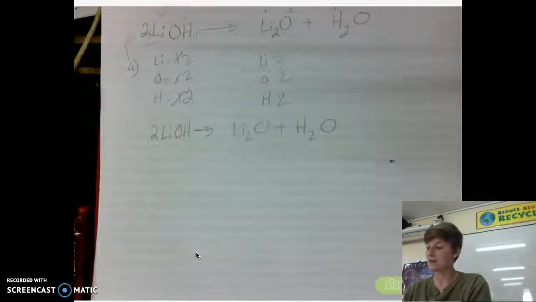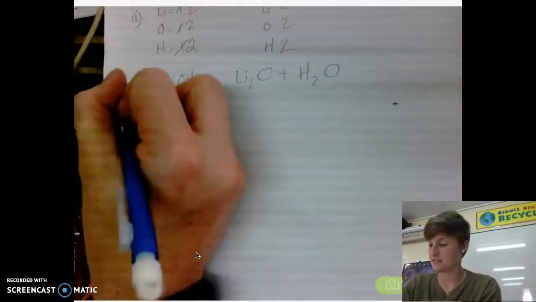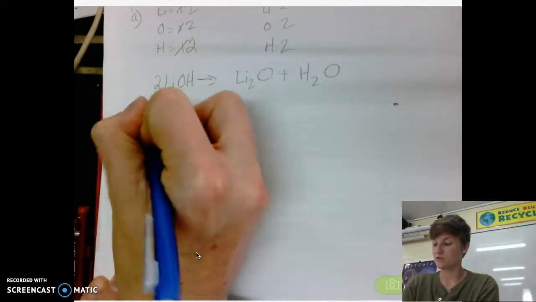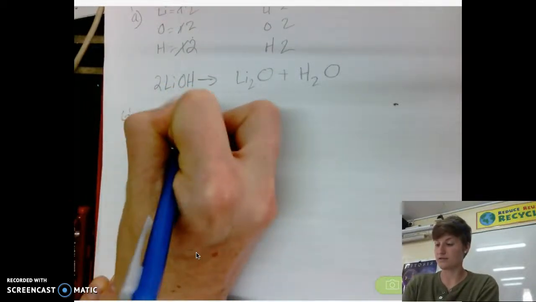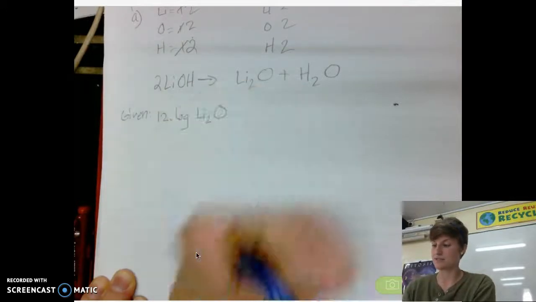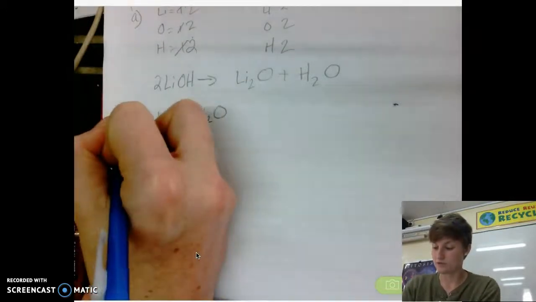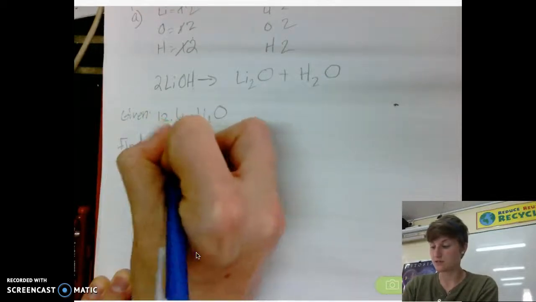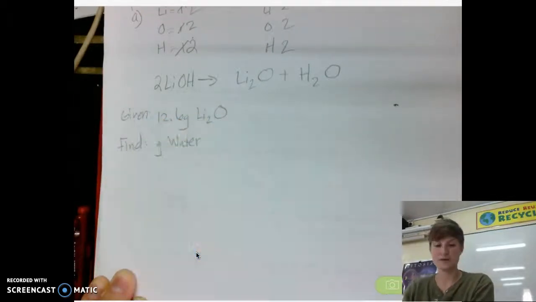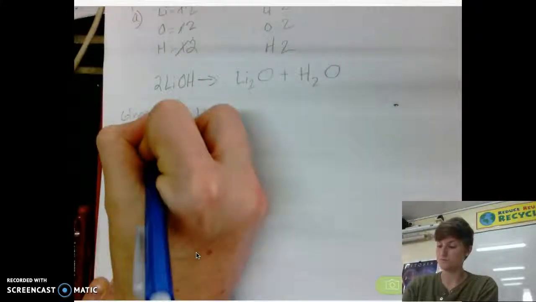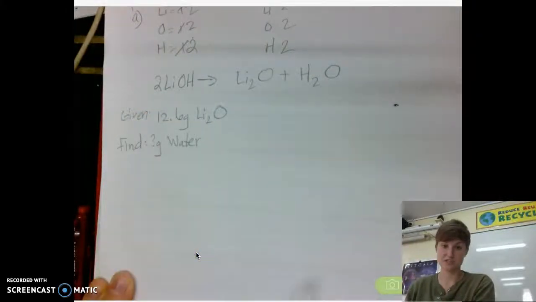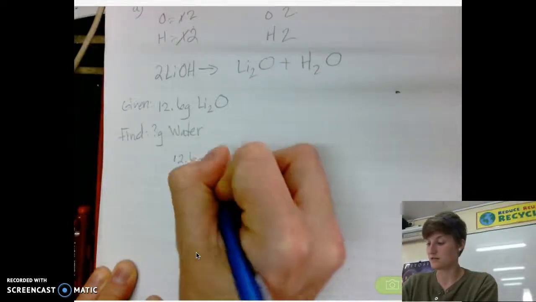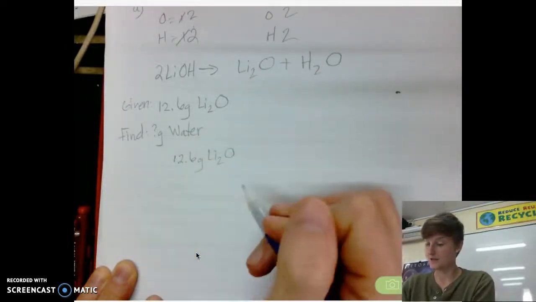Okay, now our second equation says that our given, always write your given, is 12.6 grams of lithium oxide. And I want to know, I need to find grams of water. Okay, so again, begin with what you're given. So we've got 12.6 grams of the lithium oxide.